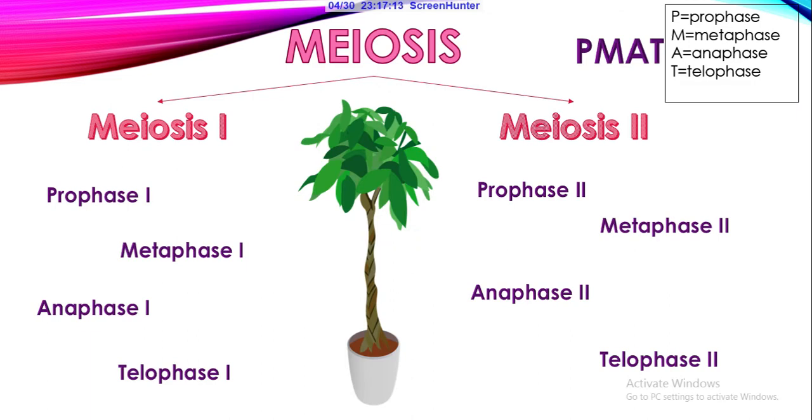Meiosis is divided into meiosis 1 and meiosis 2. To remember, we can remember it through PMAT: P for prophase, M for metaphase, A for anaphase, and T for telophase. Between meiosis 1 and meiosis 2, both have prophase, metaphase, anaphase, and telophase. What makes them differ is that for meiosis 1, all will have 1 at the end, prophase 1, metaphase 1, and for meiosis 2, all will have 2 at the end, prophase 2, metaphase 2.